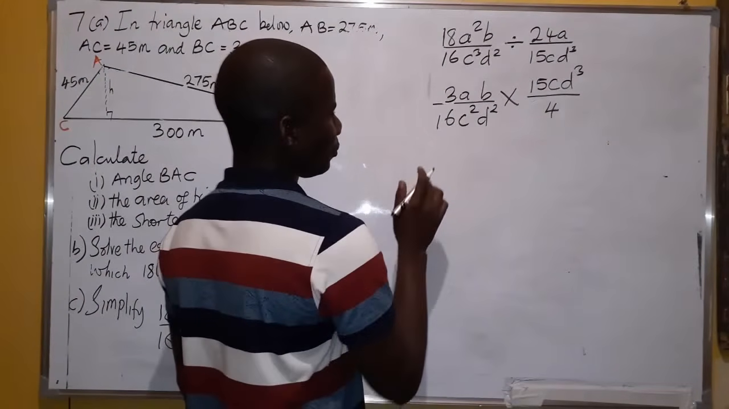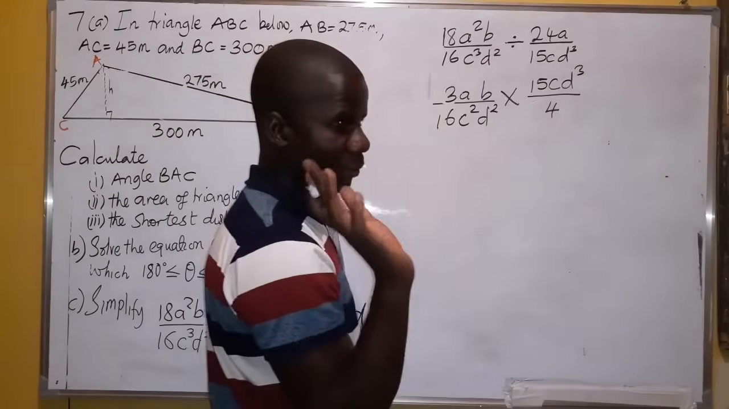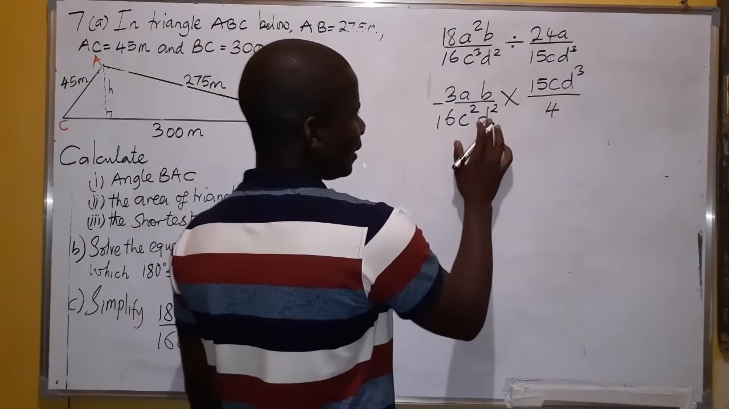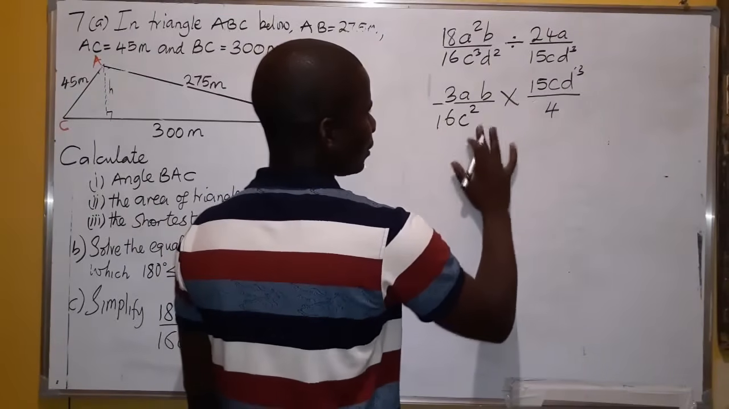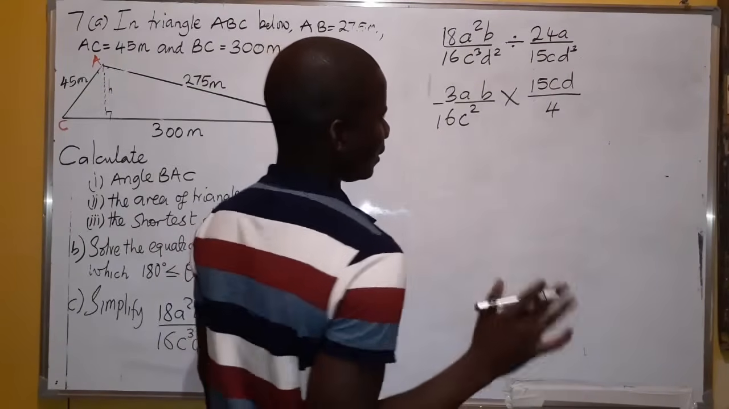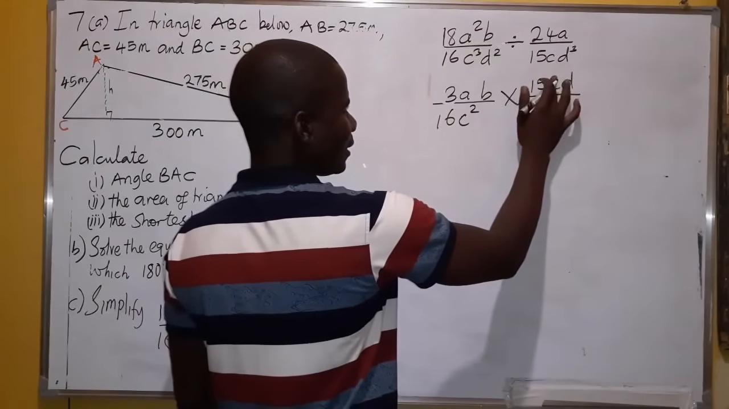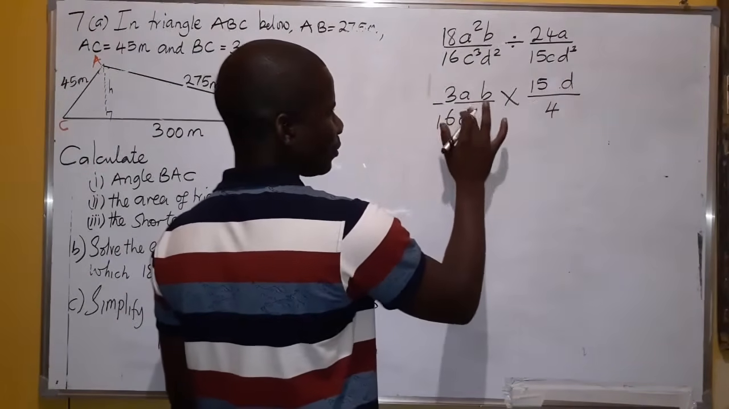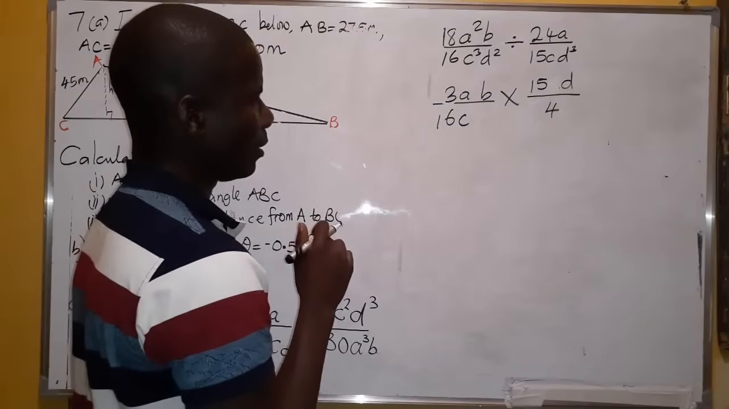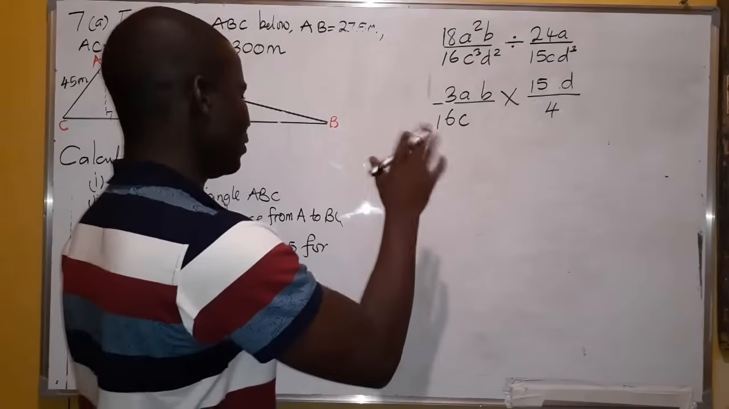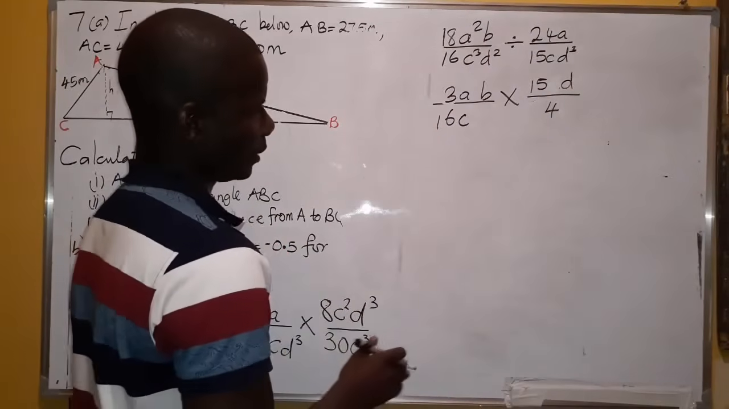Then we come to 16 and 15. They don't have a common factor. Then for d, here we have 2 d's and here we have 3 d's. So this goes and here we're going to remain with 1 d. I hope you are following. On c, here we have 1 c, here we have 2 c's. So 1 c will go. Is that clear? This is what we're going to remain with at this point.